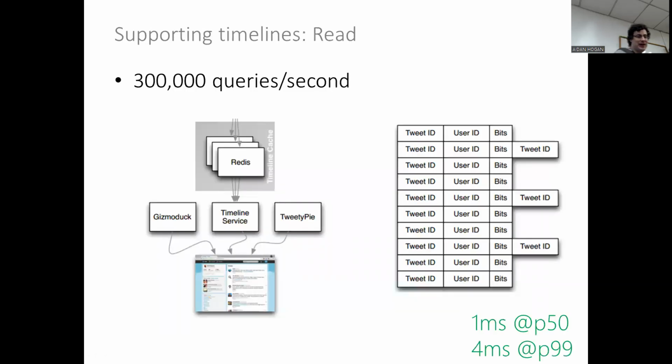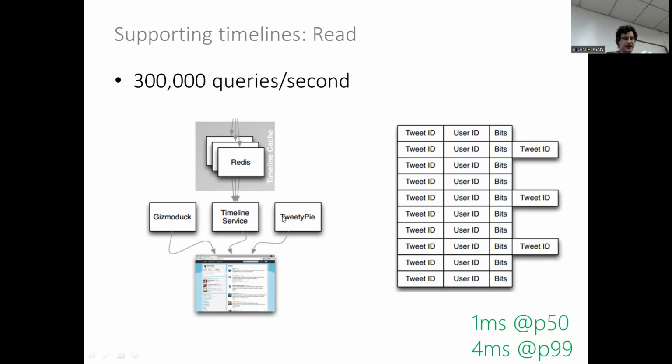Okay, but in any case, what this helps with is when we go to query timelines, we can manage a workload of 300,000 queries per second. The times that they report would be 1 millisecond at the 50th percentile, the median case, and 4 milliseconds in the 99th percentile. So this is how long it takes. We can do it in 1 to 4 or 5 milliseconds. Okay, so this is the timeline service.